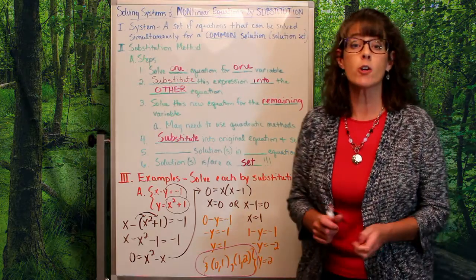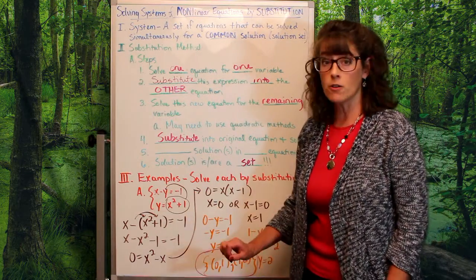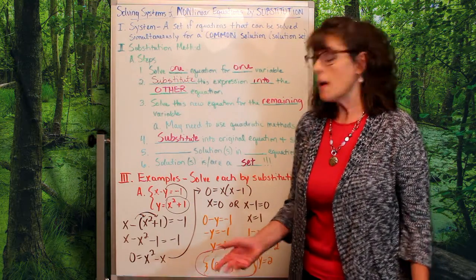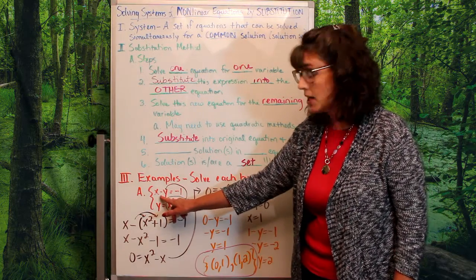Previously, when we had linear equations and we only had 1 point, we would take that 1 point, plug it back in here, and plug it back in here, and if it worked in both, it was good. It was a solution to the set. I just need to do that for both of these. So I need to take this (0, 1) and check it in here.